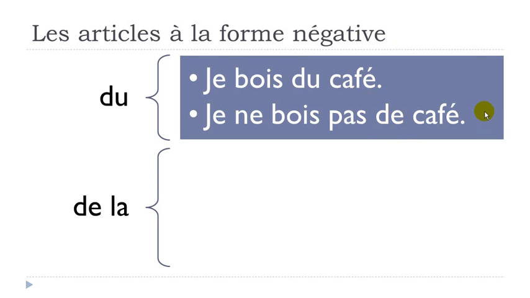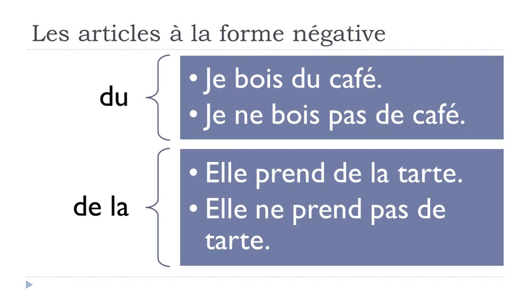All right? Second example, de la. Okay, so it's for the feminine form. Elle prend, prendre is to take, de la tarte. Tarte is pie. Some, okay, would be this de la tarte. Negative form, elle ne prend pas de tarte. So you can see that this de la will become de at the negative form.